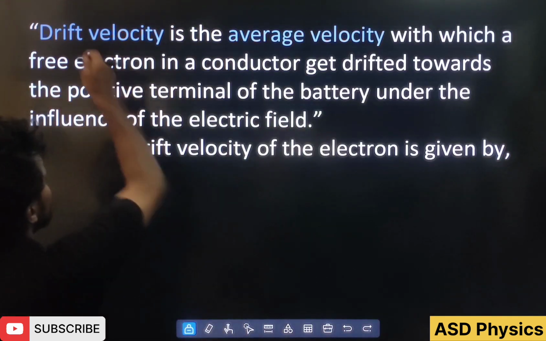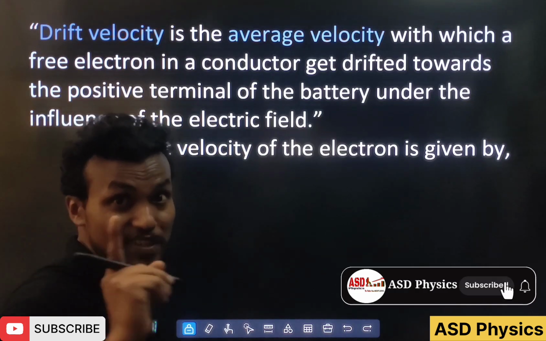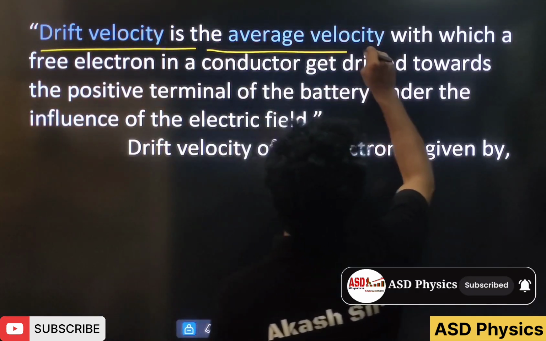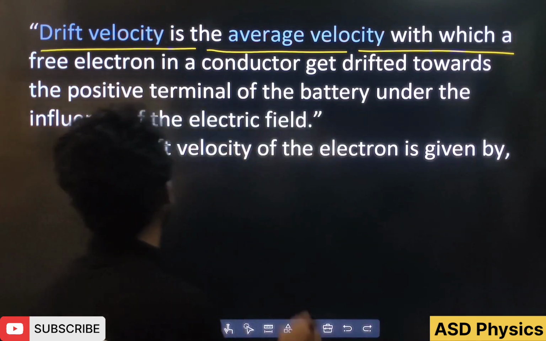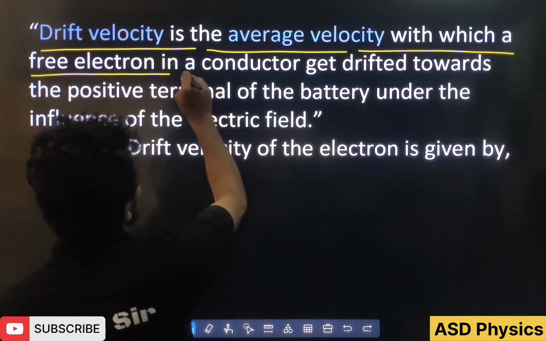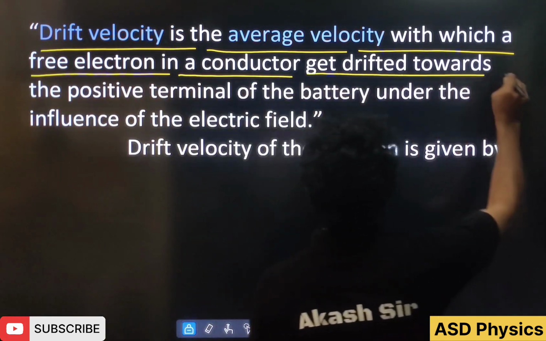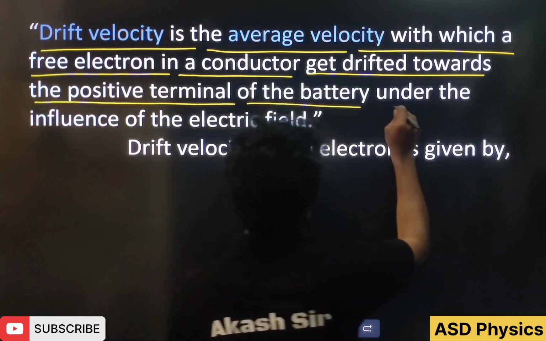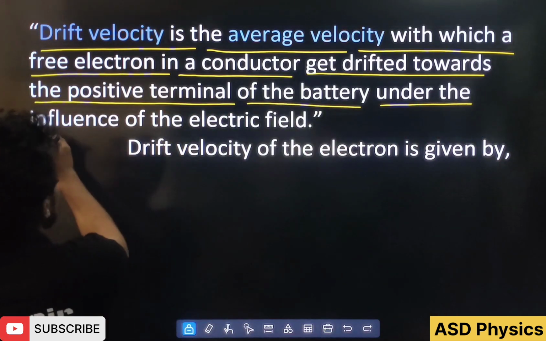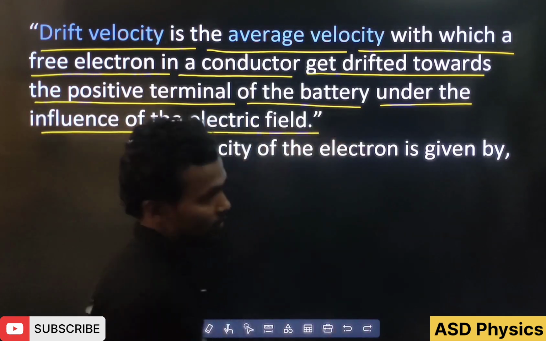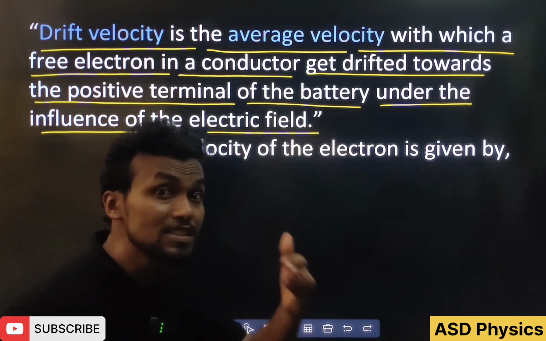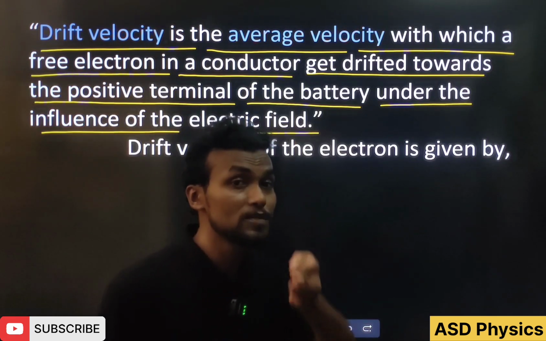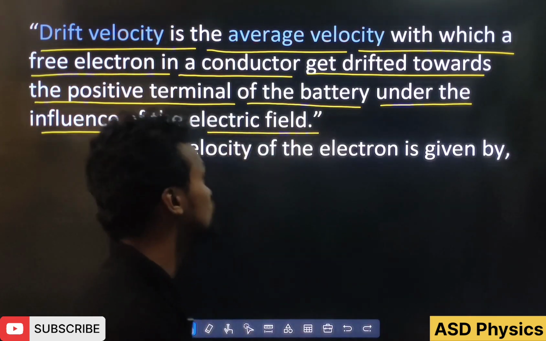So see here very well. The drift velocity definition is also very important. Drift velocity is the average velocity with which a free electron in a conductor gets drifted towards the positive terminal of the battery under the influence of the electric field. Drifting where? Towards the positive terminal of the battery, because the electron is a negative charge moving from low potential to high potential, negative to positive.